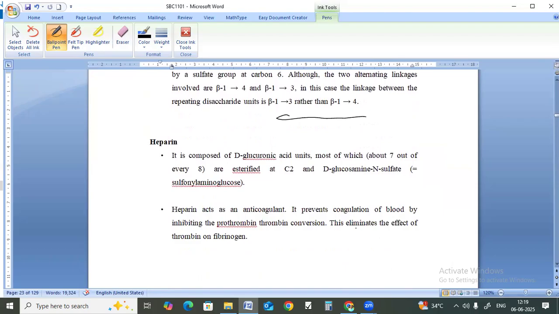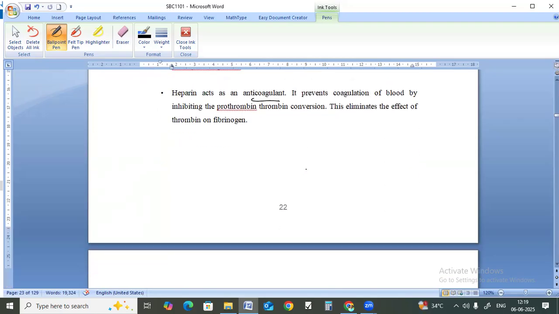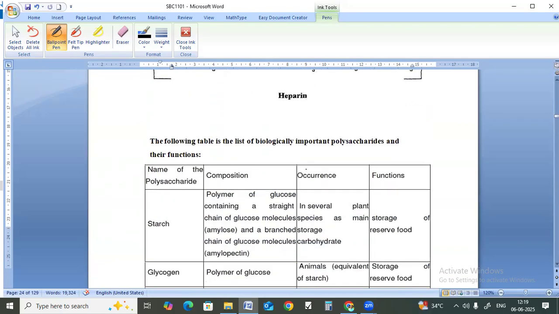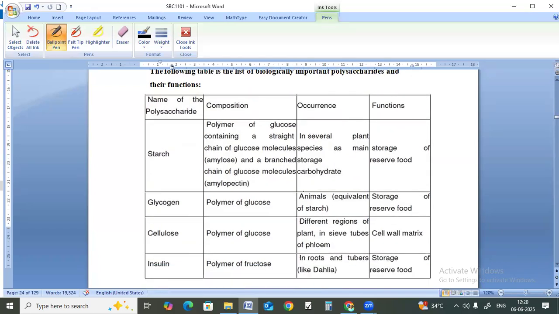And next, heparin. Heparin consists of the D-glucuronic acid units. And this is mainly acting as an anticoagulant, and that means it is mainly preventing the coagulation of the blood by prohibiting the prothrombin to thrombin conversion. And these are the main polysaccharide units, consisting of different units, and what are their occurrence and what are their function.